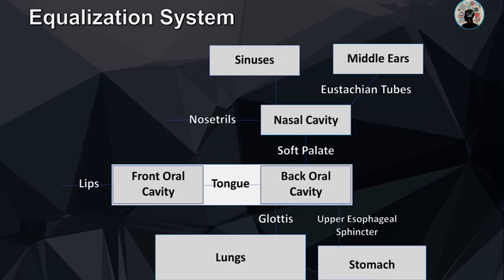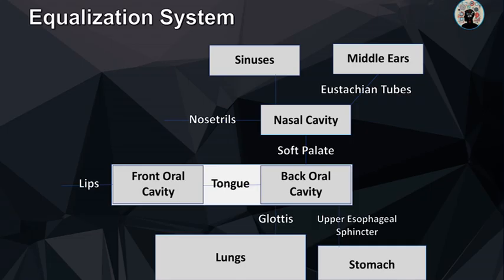This is my hydraulic system for the equalization. Starting from the lowest part, we have lungs and stomach, going up to front oral cavity and back oral cavity, going up to nasal cavity, sinus, and middle ears. So what is the connection between lungs and back oral cavity? The glottis. Then the oral cavity, as we already said, can be one airspace, or we can have the front oral cavity and the back oral cavity, thanks to the tongue that can be open or closed. From the front oral cavity, we have another valve, which is the lips.